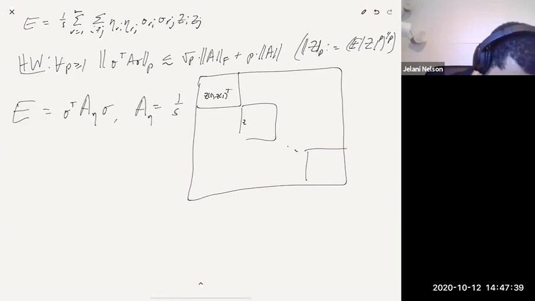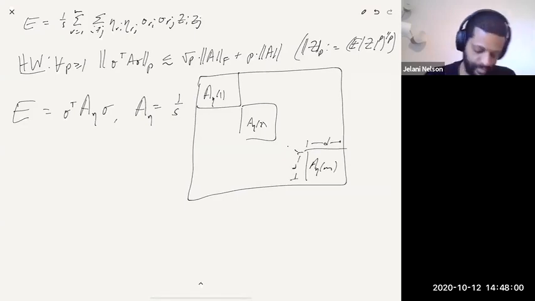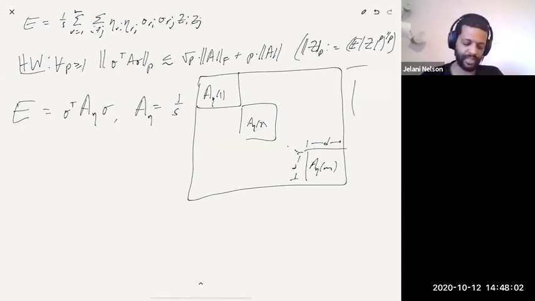Okay, let me not write it like this. I'm just going to write it as A eta 1, A eta 2, and then the number of them is M, because there are M blocks, up to A eta M. Each one of these is D by D. So this is a big matrix. It's MD by MD.